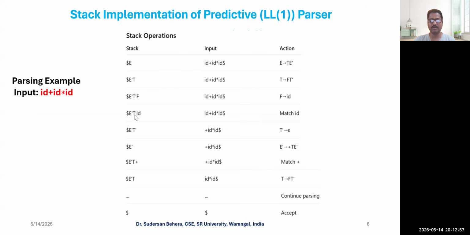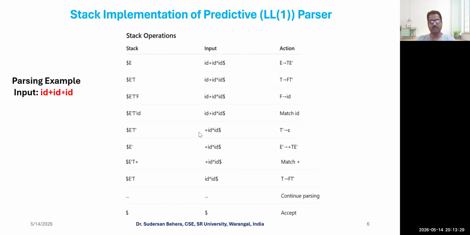So what is there on the stack? E dash, T dash, and on the top of the stack is ID, and the current input symbol is also ID. So the top of the stack is ID, the current input symbol is also ID. ID is equal to ID. Now the actual matter came. ID is equal to ID. Now the parser proceeds. It pops the top of the stack and scans the next input symbol in the input buffer, because ID matches with ID.